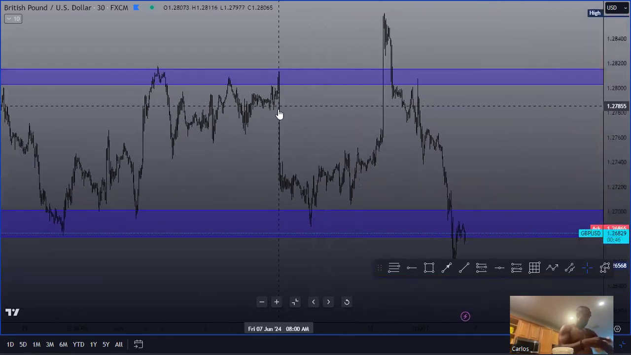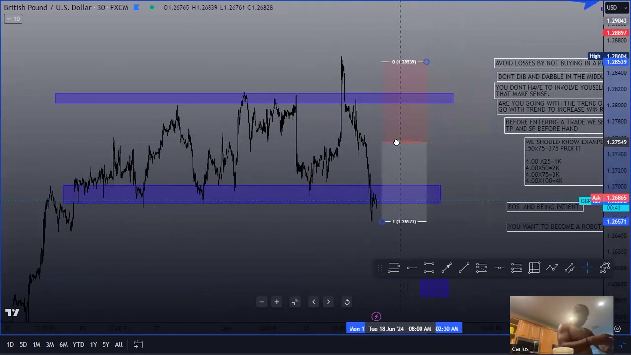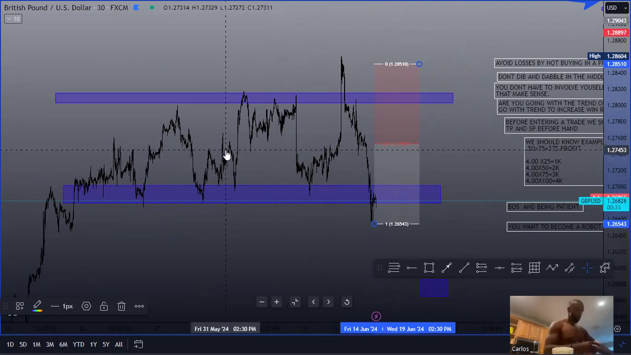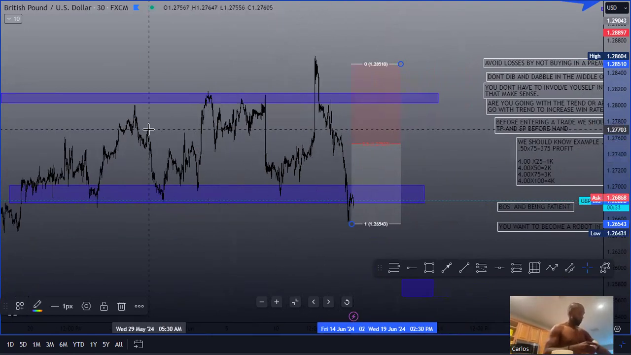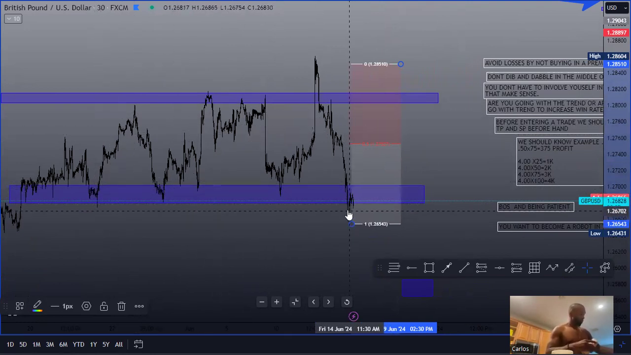Same with here. So let me bring it all the way across. So all this, we should be looking for sells. A lot of people don't know this, so they be buying. No, we strictly want to look for sells. When we do take our buys, we want to take it from the discounted area.